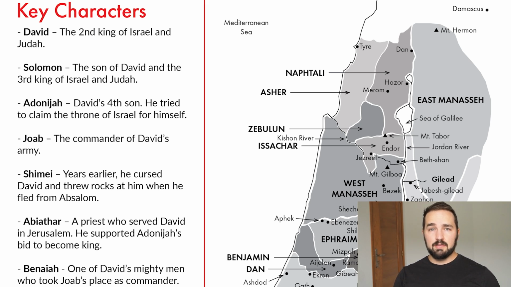Joab, the commander of David's army. Shimei, years earlier, Shimei had mocked David and thrown stones at him during the rebellion of Absalom. That's going to come up again. Abiathar, he was a priest who served David in Jerusalem. He supported Adonijah's claim to the throne in the last chapter, and that's going to get him in some trouble with Solomon in this chapter. And then Benaiah. Benaiah was one of David's mighty men in charge of his bodyguard. Benaiah took over as commander of the army after Joab.